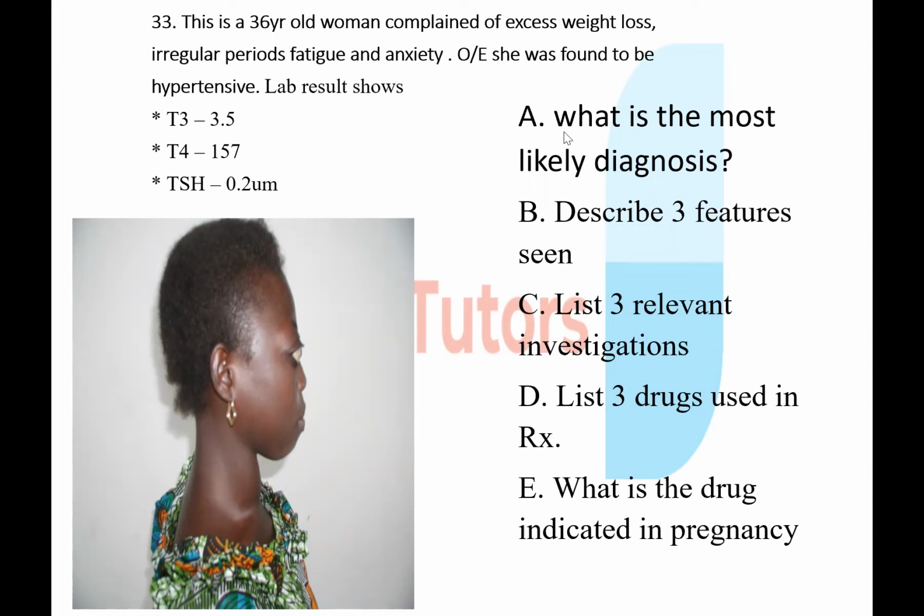Now, list 3 drugs that can be used in the management of this patient. Carbimazole. Yes. What else? Propranolol. Yes. What else? PTU. Yeah. Okay. Which drug do you use in pregnancy? PTU. Exactly.